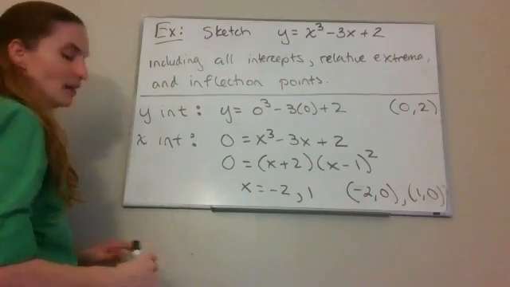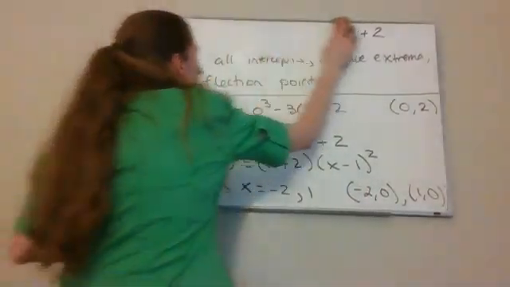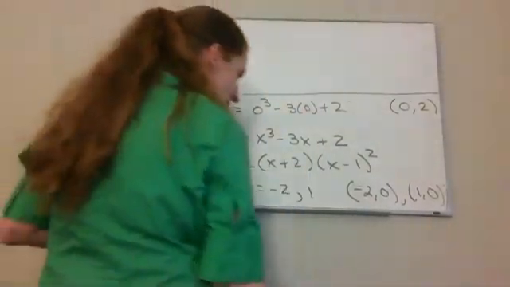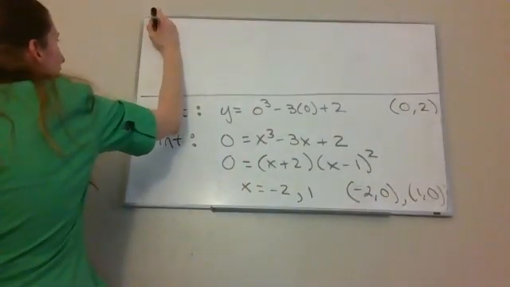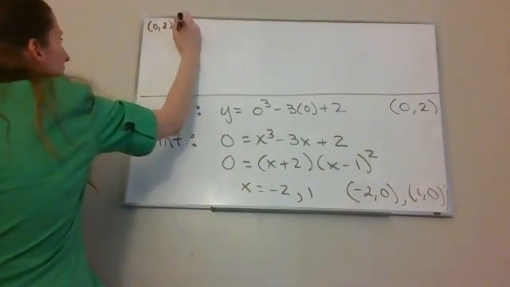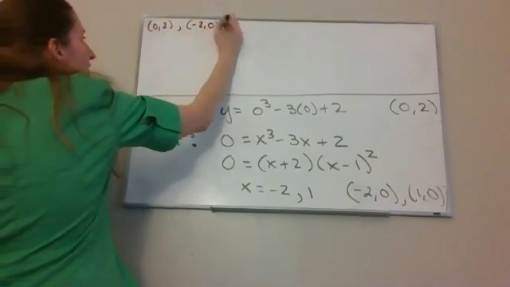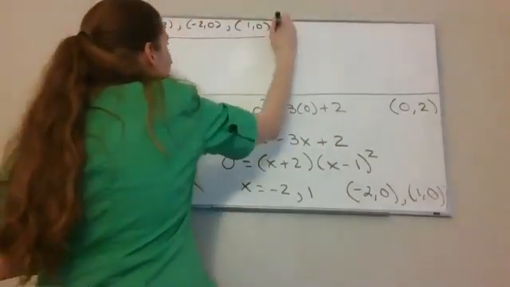And now we're ready to do the calculus part. So before I start my calculus, let me just write down what we have so far. So we'll have it ready to go on our graph. So I have the point 0, 2, the point -2, 0, and the point 1, 0. Those will all be on my graph when I get to it.